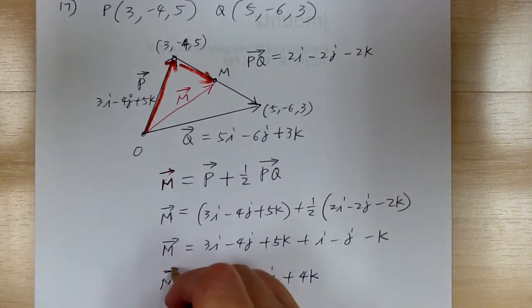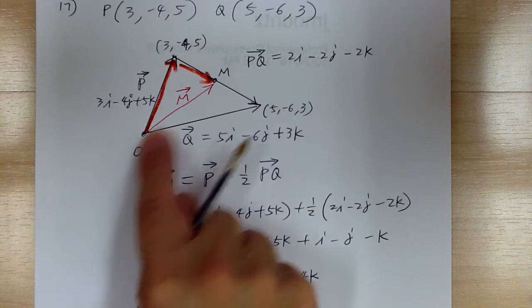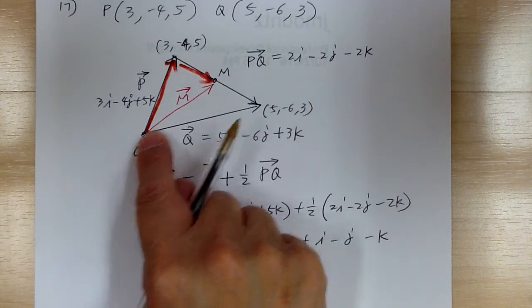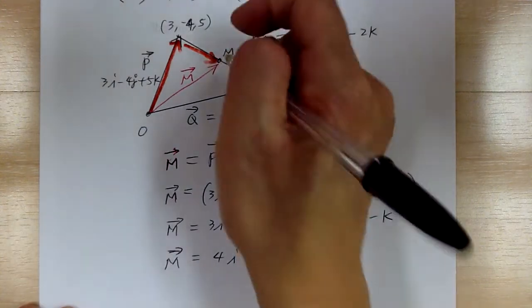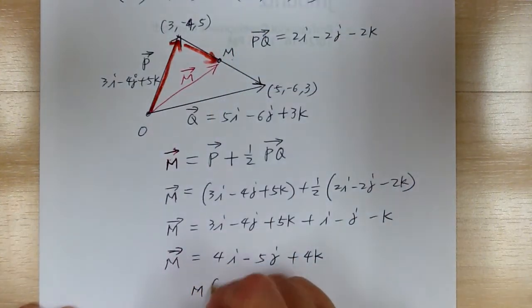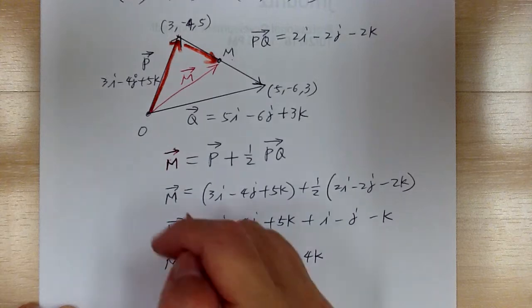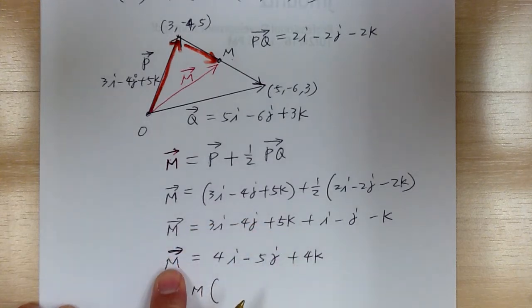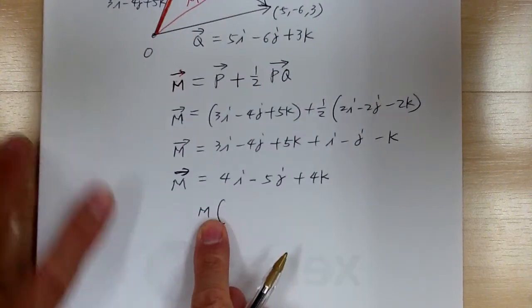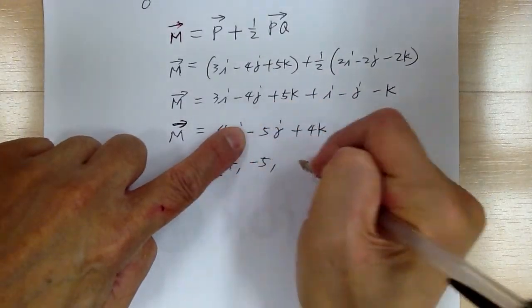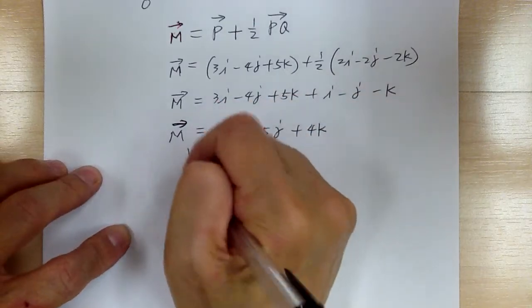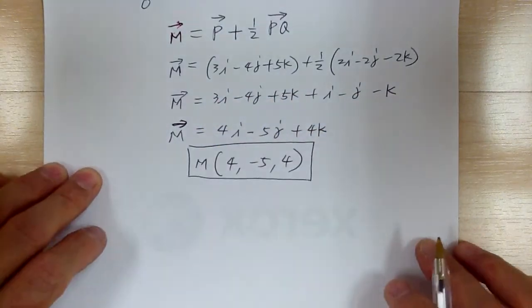So again, this is the vector M. If you're going straight from here to here by flying in the helicopter, then you can just go directly. That's what you're going to get. So the coordinate of the M, you can notice the difference between the two. This one has a little arrow, so this is the vector, and this is the point. So point M would be 4, -5, and 4. And that would be your answer for number 17.